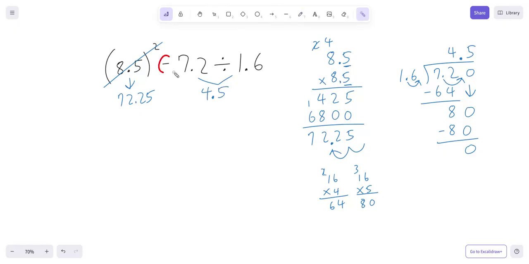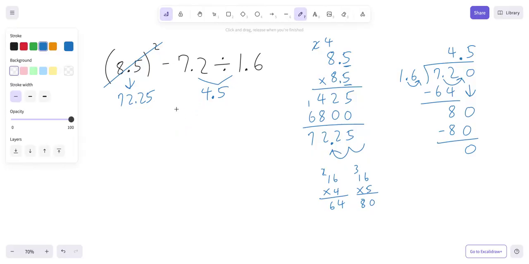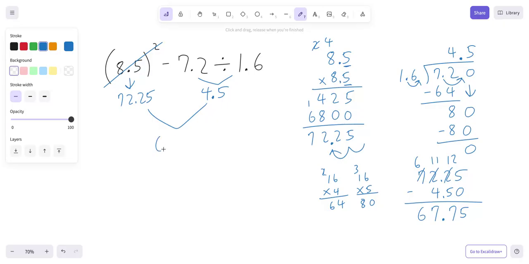Next up, we have subtraction, right? So I need to do 72.25. Again, I'm subtracting, so I need to line up my decimals. 4.5. Fill in this blank with a 0. I'm subtracting. 5 minus 0. 2, I need to borrow. This 2, I also need to borrow, so it becomes 11. And 6, 7, 6. So this answer would be 67.75.